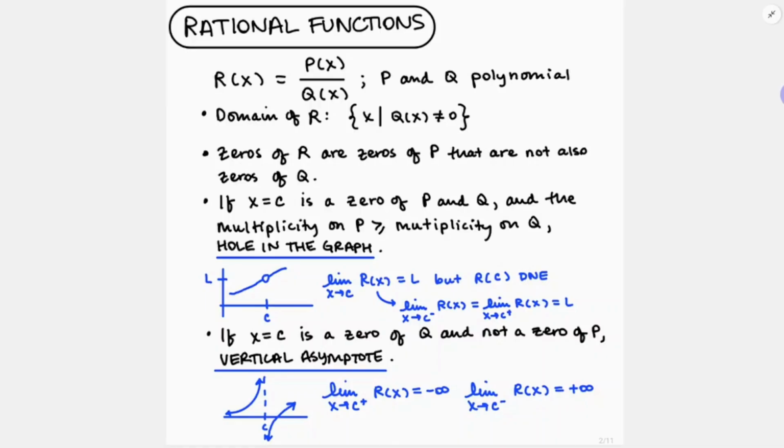But if it was still in the numerator after some canceling, say we had 2 powers in the numerator and 1 in the denominator, it would be a hole in the graph. It's just that the y-coordinate of the hole would be 0. And then the one other thing that I see right there is that the zeros of the rational function are the zeros of the numerator that are not also zeros of the denominator.